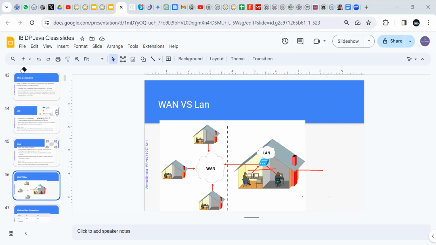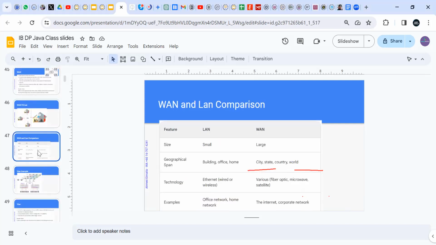Okay, and that is a simple comparison. Like I told you, don't say that LAN is only wired. It can also be wireless, and we can use fiber optic, microwave, or even satellite communication. A WAN can be a corporate network.